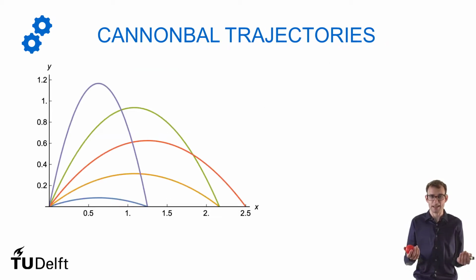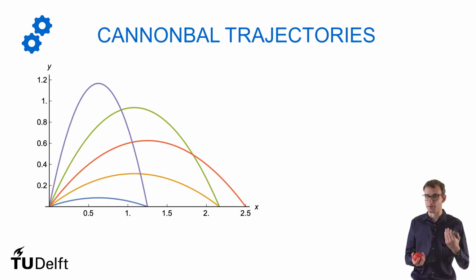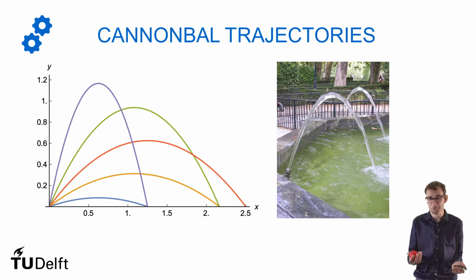Looking like this. And how far your ball gets depends not only on how fast you shoot it, but also under which angle you shoot it. Which is nicely illustrated not just by cannonballs, but essentially anything that's shot up, including water, molecules, airplanes, anything that's being fired away will follow this quadratic trajectory.